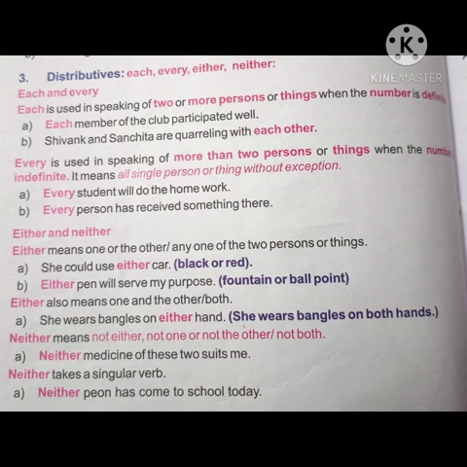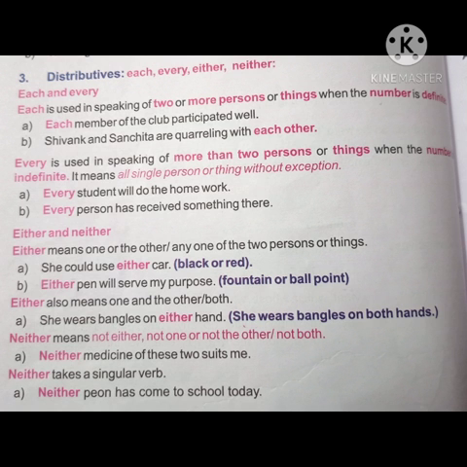Each is used in speaking of two or more persons or things when the number is definite. जब संख्या निश्चित होती है तो आप यूज़ करेंगे each. ओके, फॉर एग्जाम्पल डिस्ट्रीब्यूट दीज मैंगोज टू ईच स्टूडेंट. दैट मीन्स कि वहाँ पर उसकी स्ट्रेंथ जो है वो फिक्स है. और अगर आपकी स्ट्रेंथ फिक्स नहीं है, देयर बेटा यू विल यूज़ एवरी.